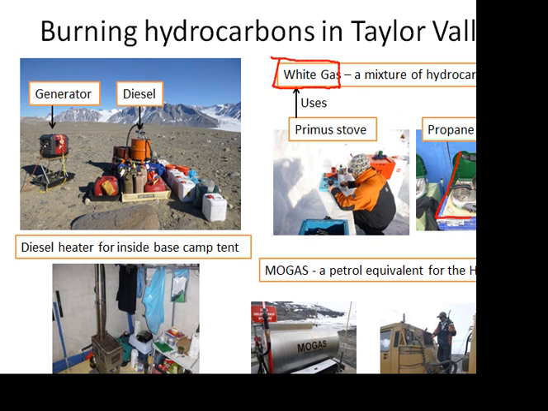Cooking at base camp, we'd use a standard gas cooker here, this time using propane gas as the fuel. For using our vehicles, I noticed that we used what was called MO gas, which is a petrol equivalent, and that would be used to fill vehicles such as the Hagglund, specially designed and adapted to work in the snow. So you can see how dependent we are on these hydrocarbons in Antarctica too.